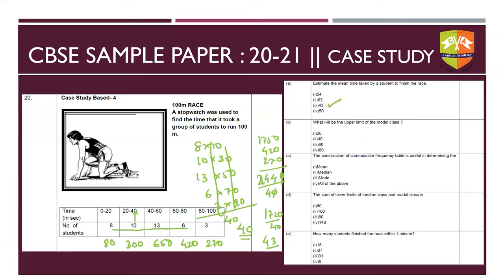What will be the upper limit of the modal class? The modal class is this, so 60. Do you get the 60 part? Second is 60.